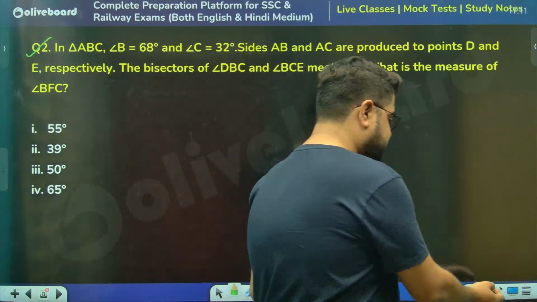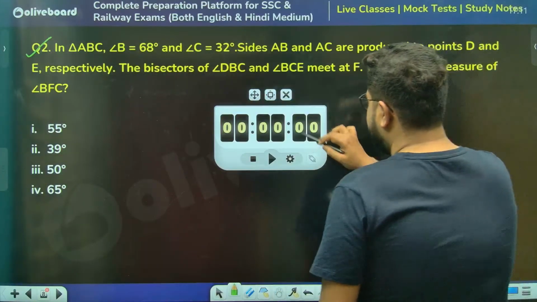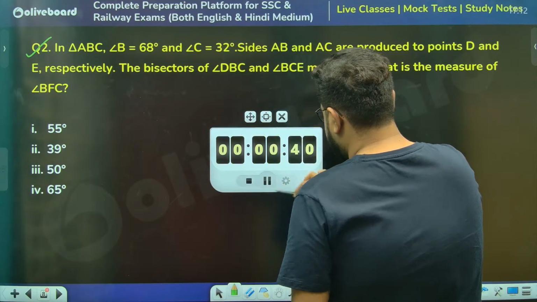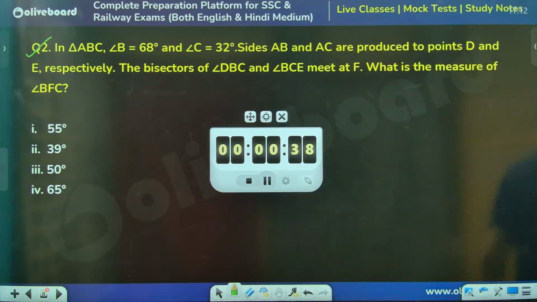Geometry question. Please solve. 40 seconds time. Very quickly, please solve.